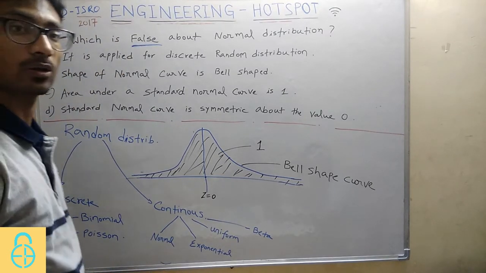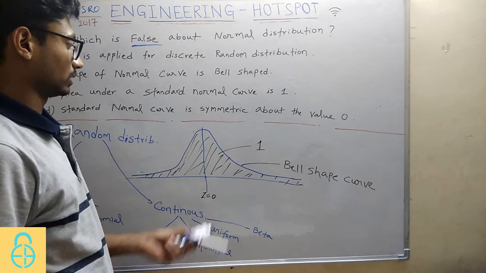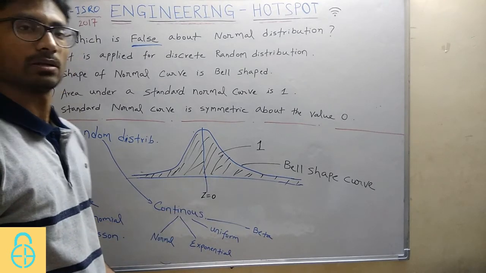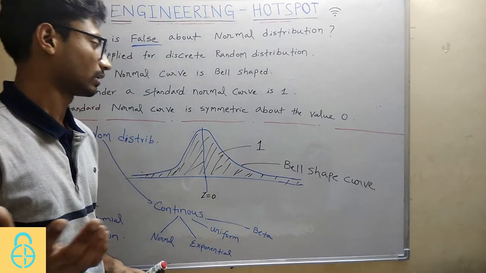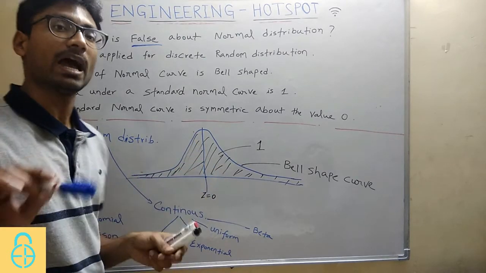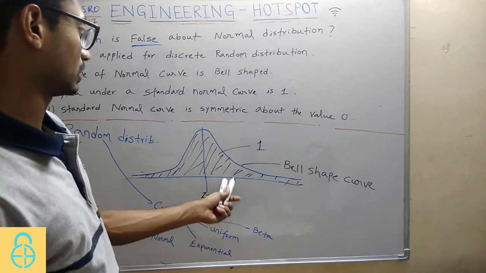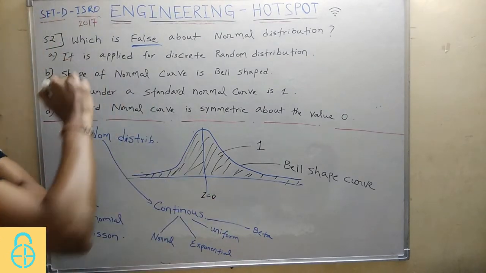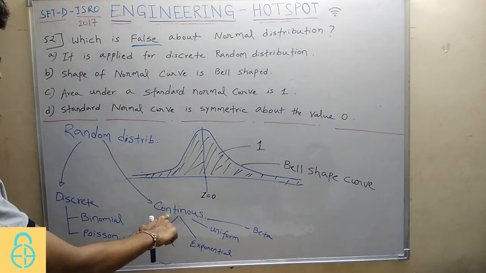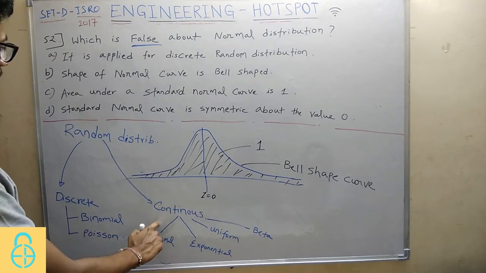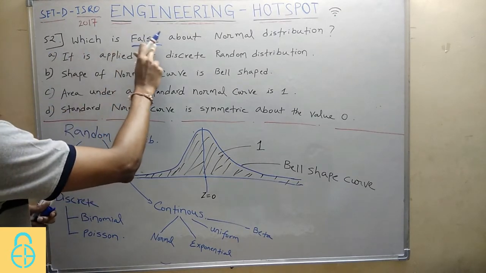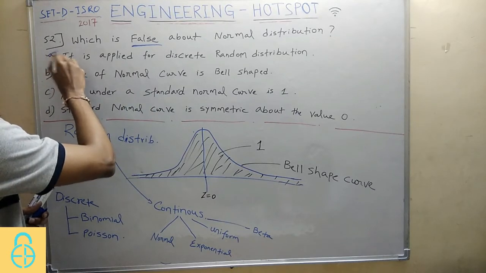I think in industrial engineering also, when we deal with PERT and CPM, you used to see this diagram, because the project is normally distributed, whereas the activity is beta distributed. So this is the curve for normal distribution. They have said that it is applied for a discrete random distribution. No, you have seen that normal comes under continuous distribution. So this statement is false, and this is the possible answer.